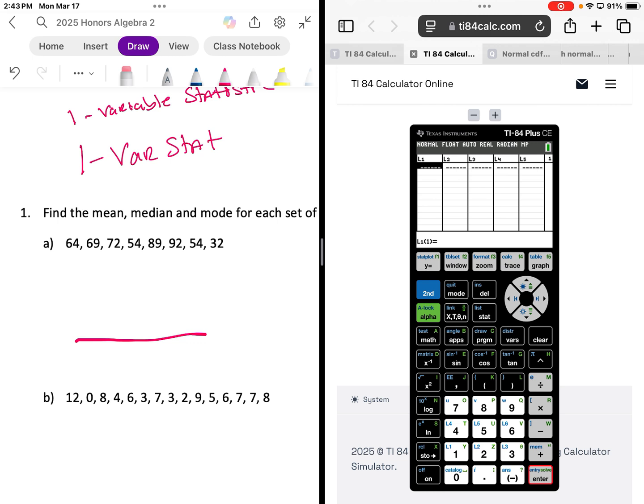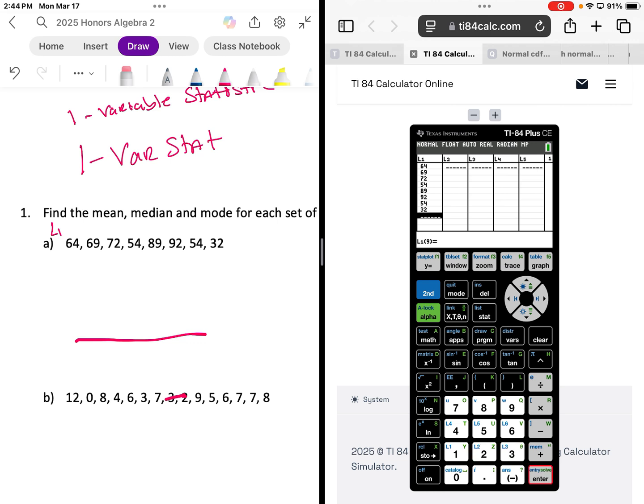On your calculators, if you want to clear out the columns, you can. Or if you want to go to an empty column, go to an empty column. I don't care. Let's type our data into L1. So I'm going to type in 64, 69, 72, 54, 89, 92, 54, and 32. Oops, I put two numbers in the same area. I didn't press enter. All right.